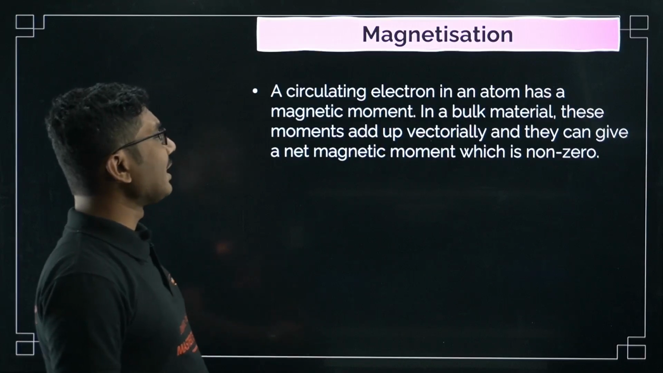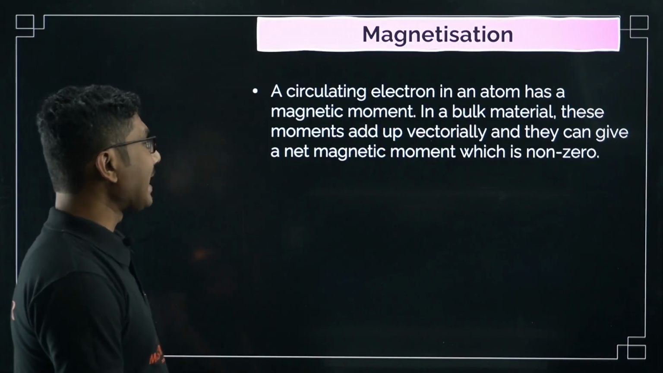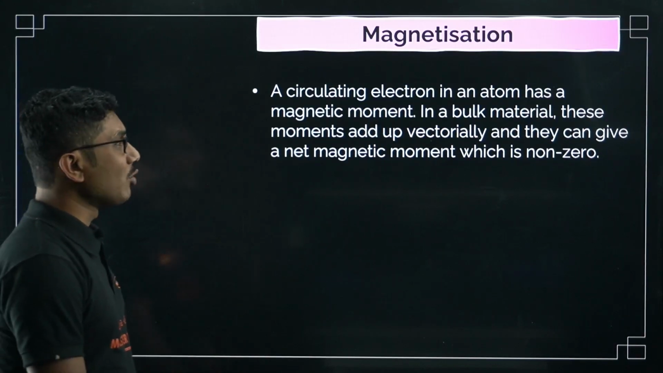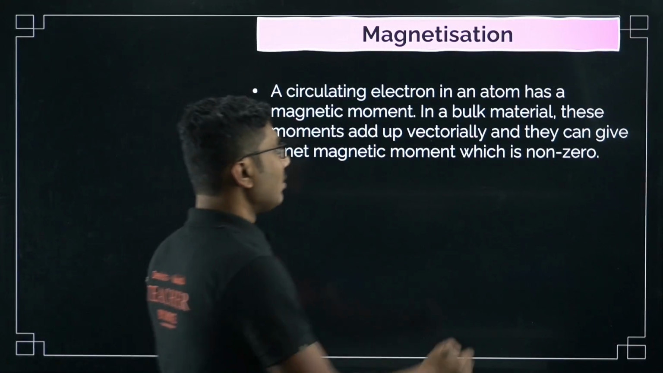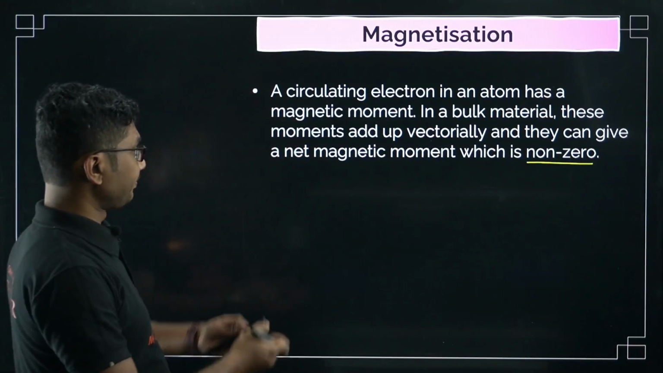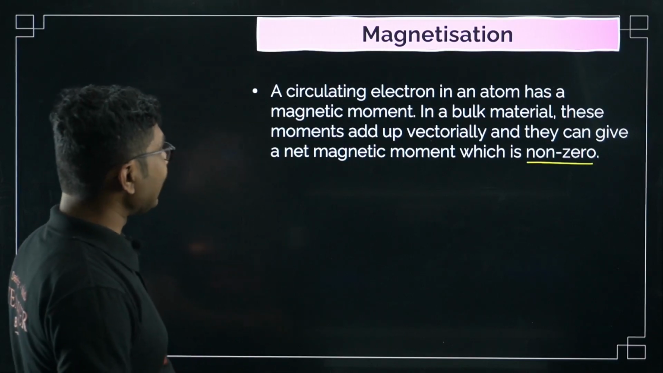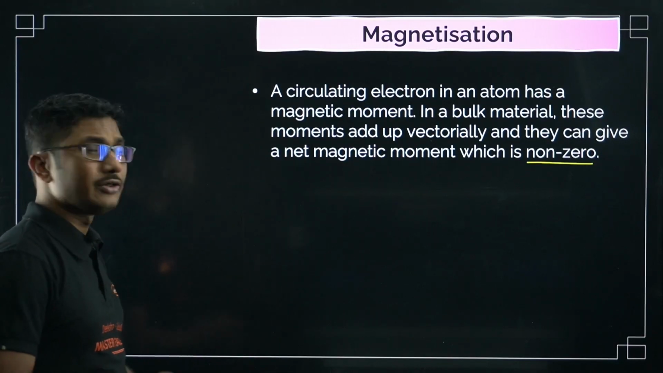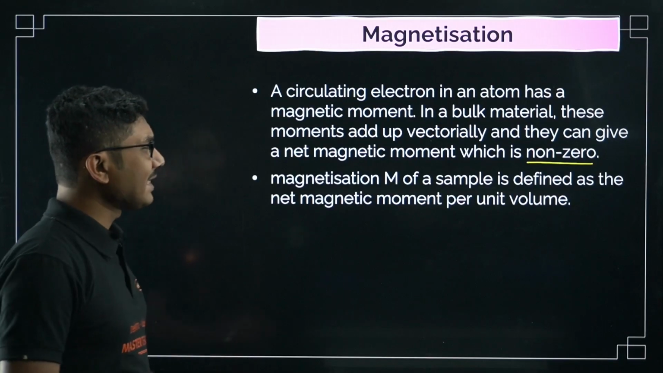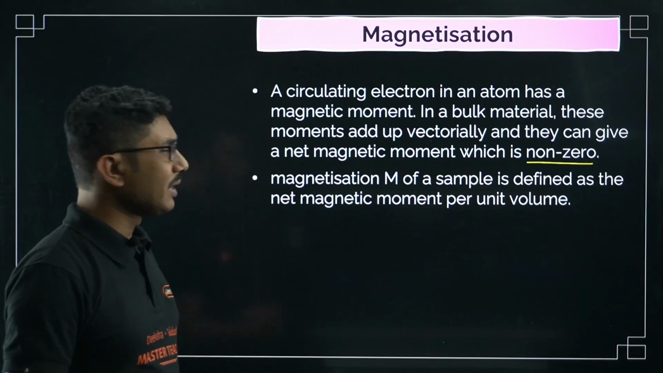A circulating electron in an atom has a magnetic moment. In a bulk material, these moments add up vectorially and they can give a net magnetic moment which is non-zero. Very important. It can be 0 as well. Magnetization M of a sample is defined as the net magnetic moment per unit volume.